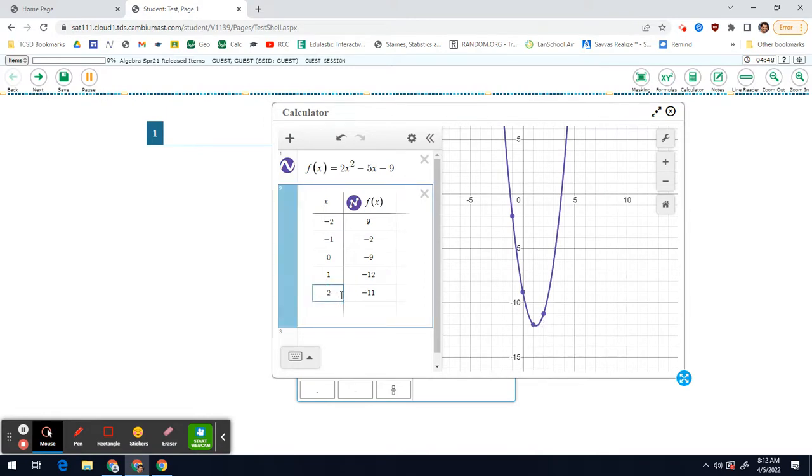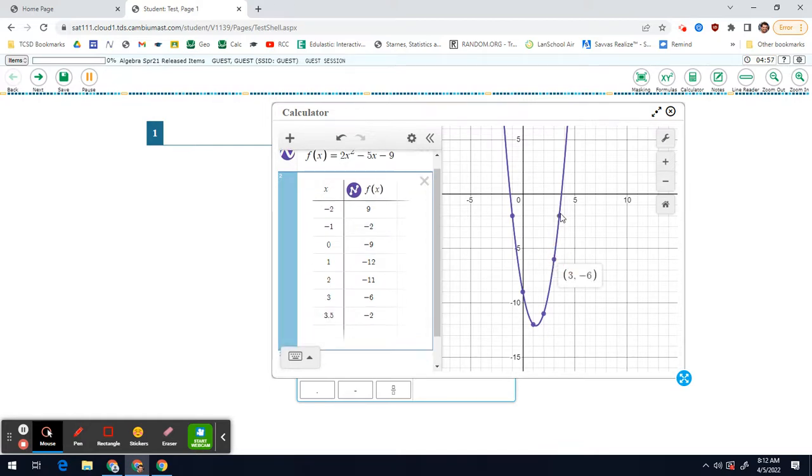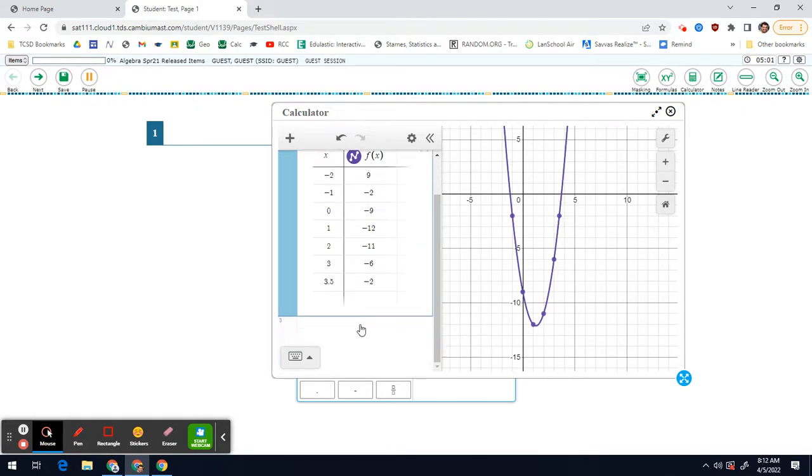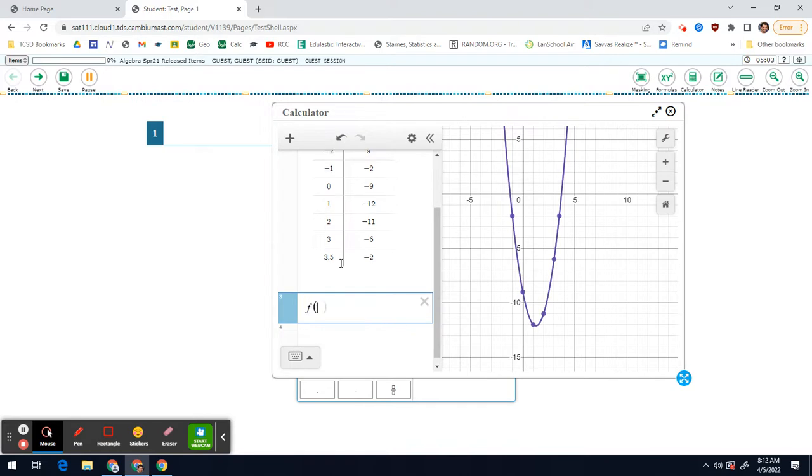You can add points to this table, so if you just click on the table, you can add like the next 0.3. You can even do like 3.5, right? And it'll evaluate things for you and keep adding them to the picture. You can also evaluate functions down here. So say you want to define what f of 3 was. So f of 3, it'll give you the y value -6.